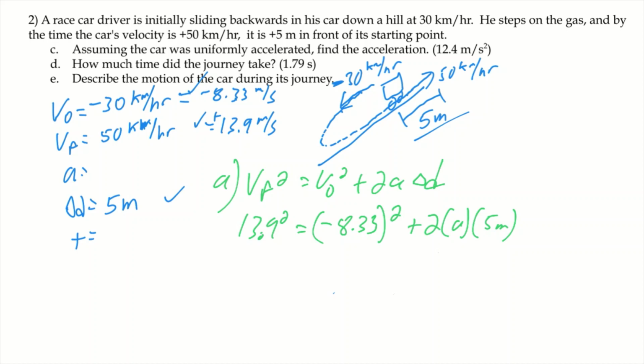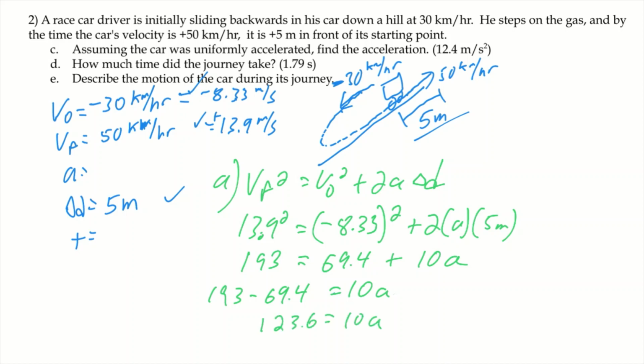Alright, we do some algebra here. I'll do the algebra out just so you can see it. So this would be 193 when you calculate it. This one here would be a positive 69.4. And then if we do the math, 2 times 5 equals 10. A lot of students will divide. Remember, you're subtracting here. And then we go 193 minus 69.4. That gets us 123.6 equals 10a. So our acceleration would be essentially 12.36. Again, this is going to be meters per second squared.